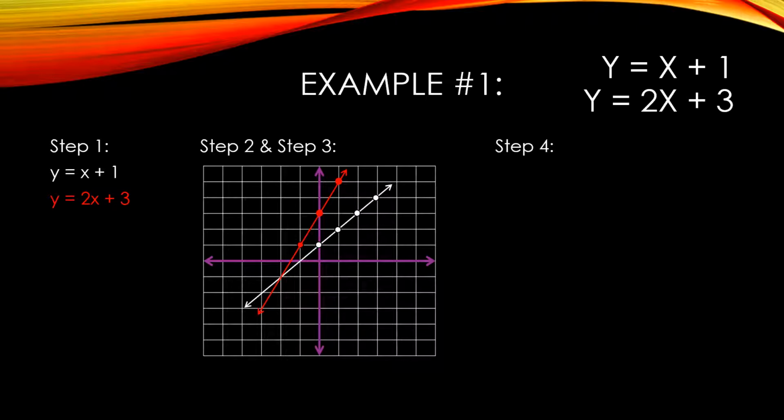Step number 4, we visually see on our graph where the 2 lines meet. That's our point of intersection. Our point of intersection is at coordinates -1, -1.